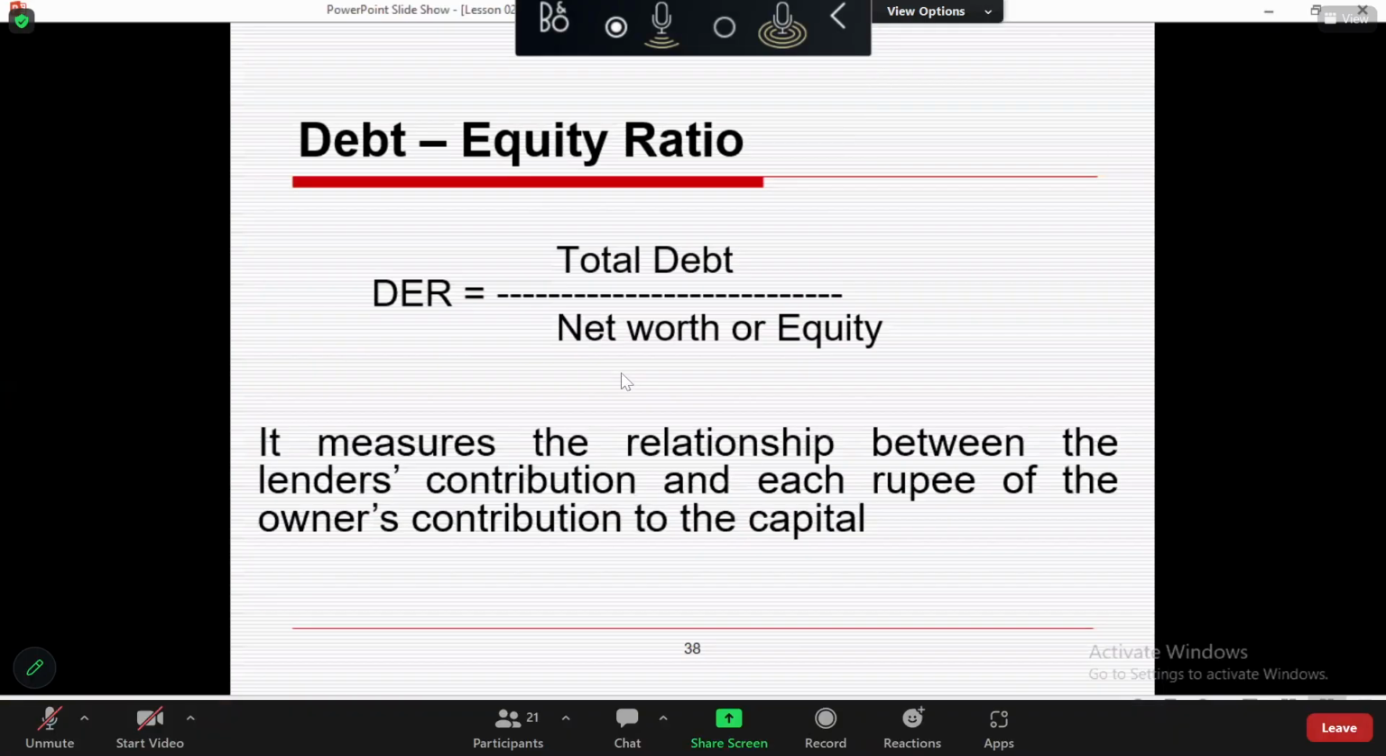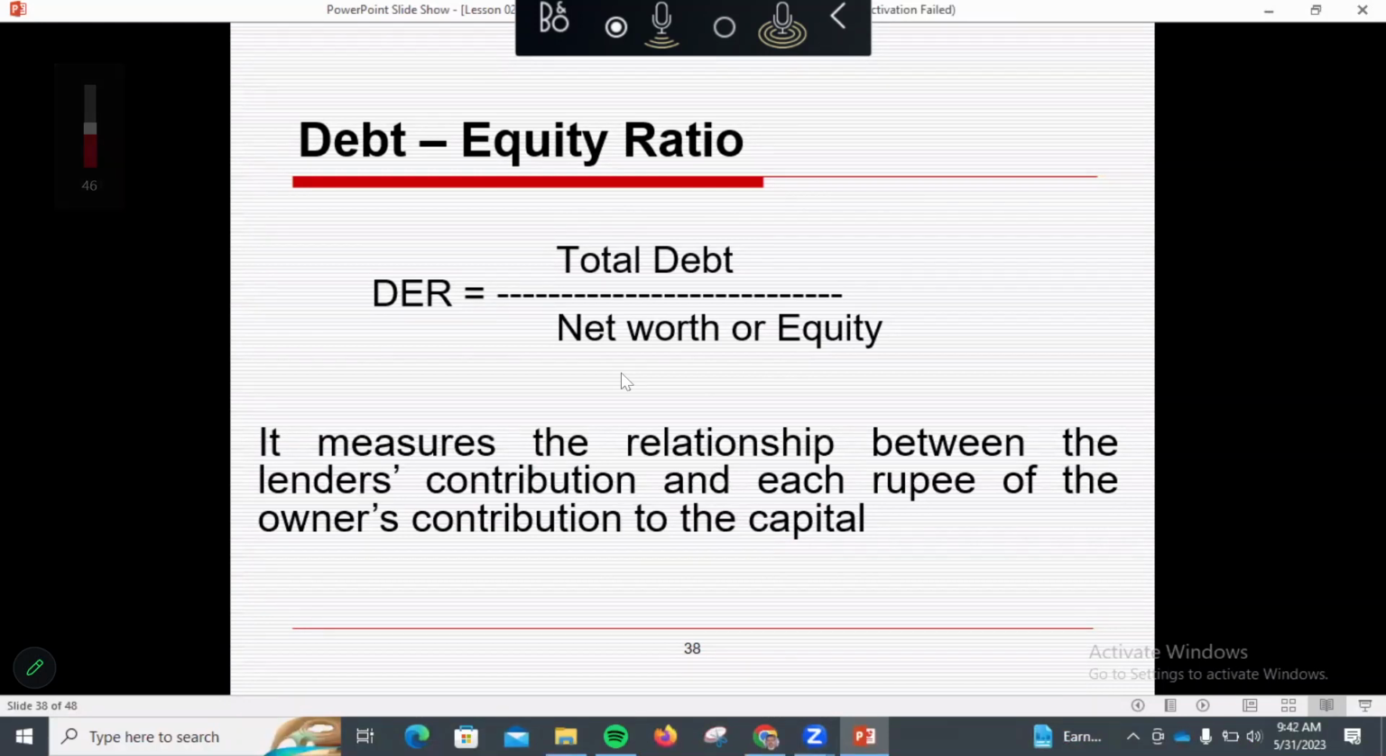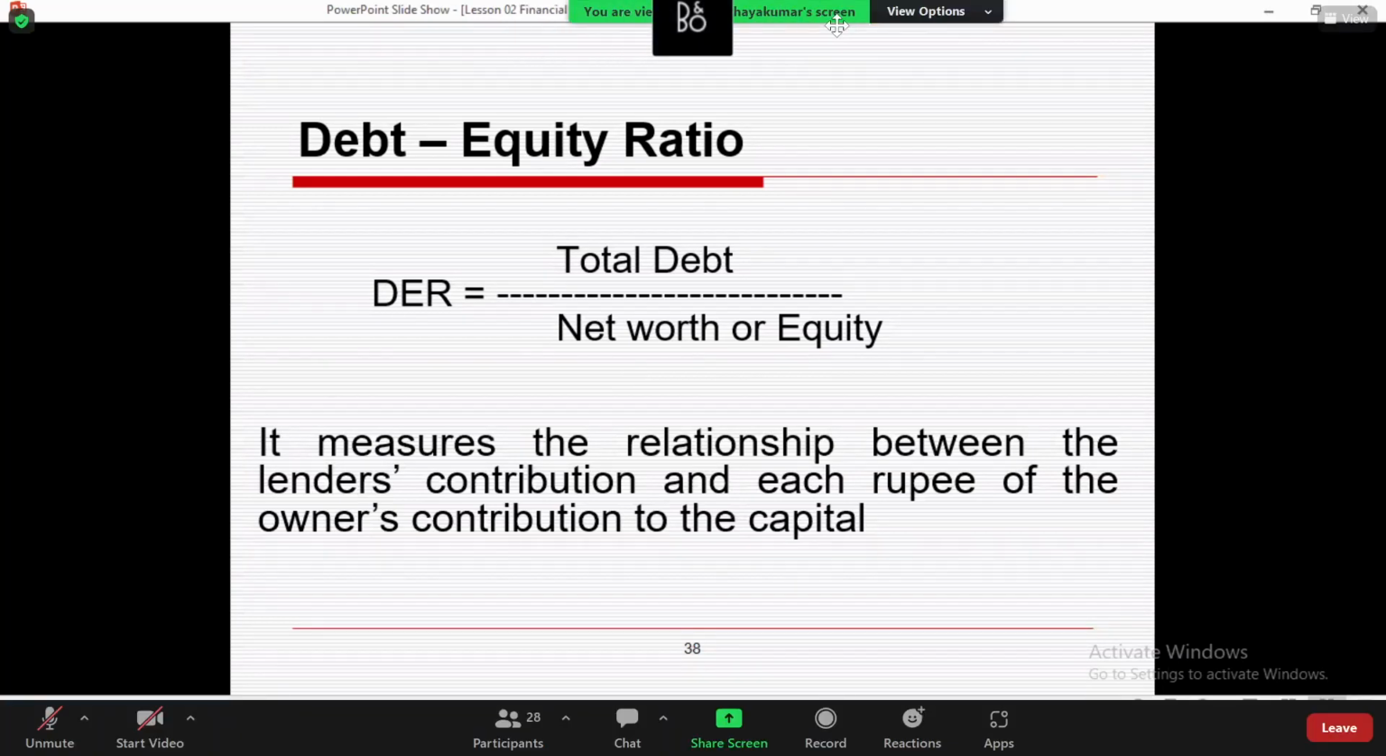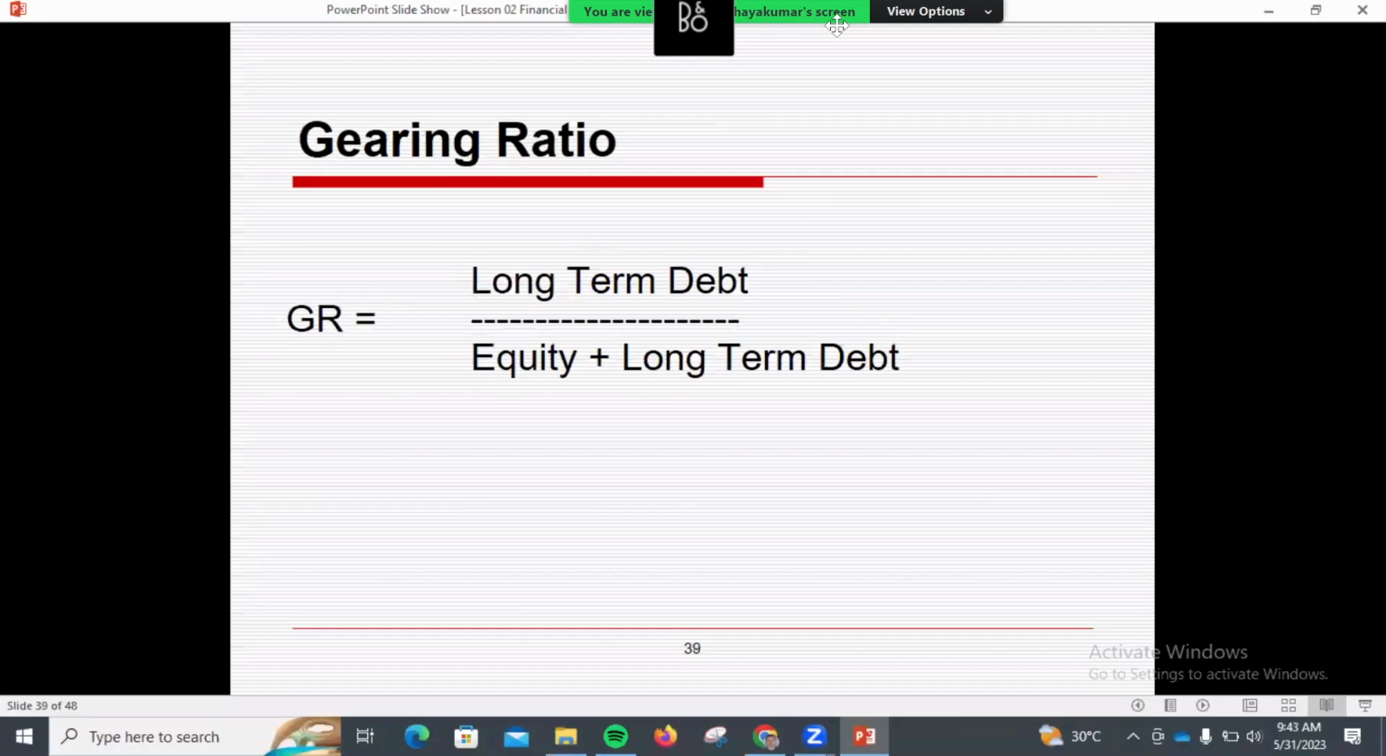Used in this firm. Equal proportions. If it is 1.5, so at the time the total debt would be 1 rupee and 50 cents, while the equity value is 1 rupee. For 1 rupee of equity, 1 rupee and 50 cents is obtained as debt to run the business. So it is a very dangerous situation. Lenders will control everything in that case.